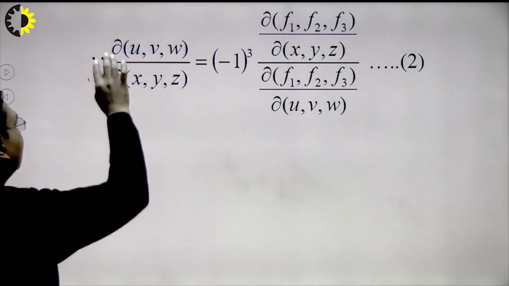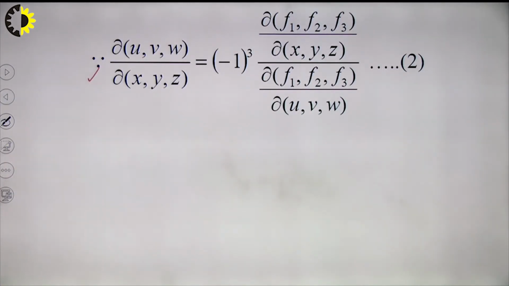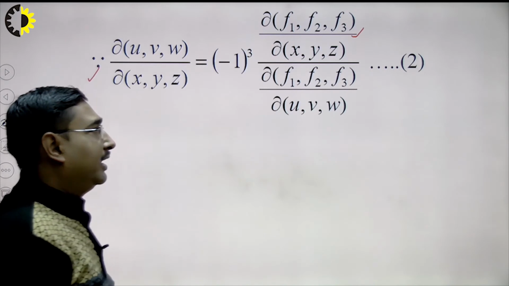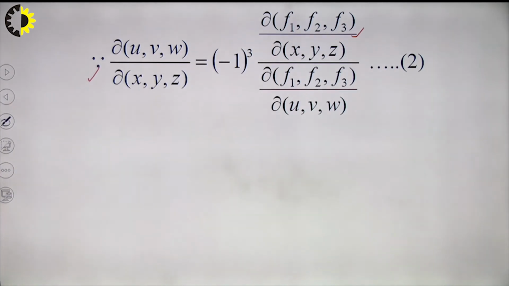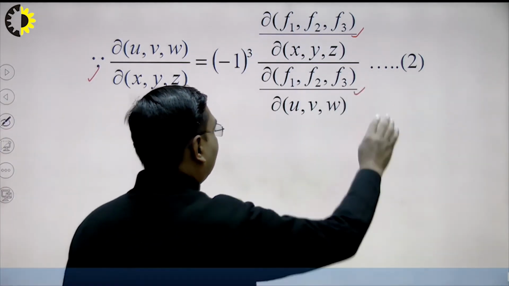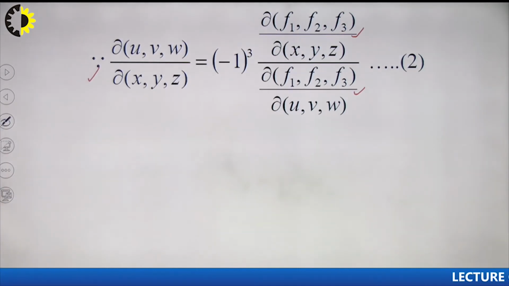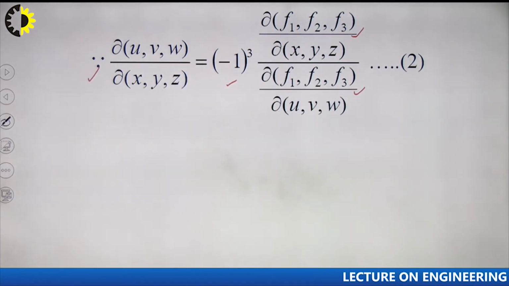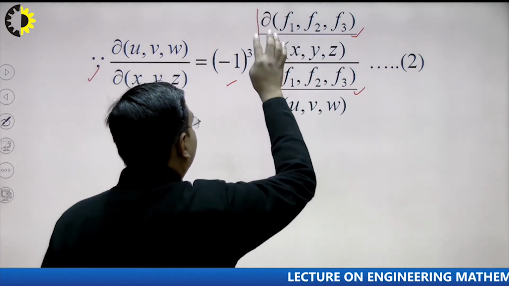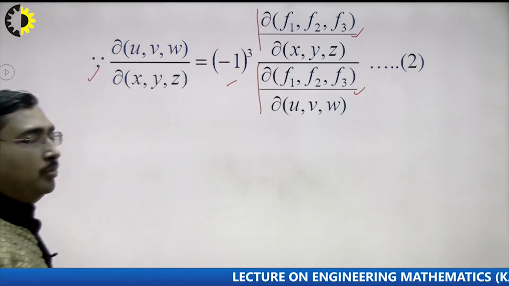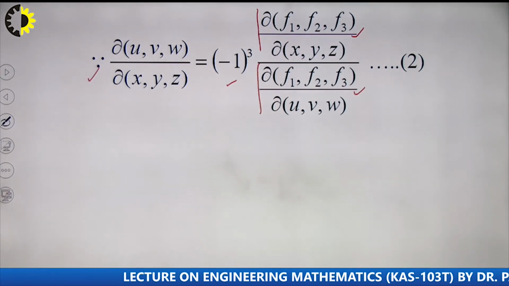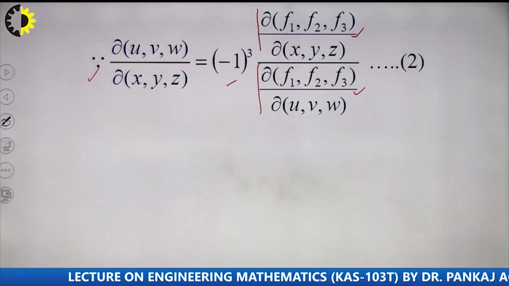Since this Jacobian del uvw over del xyz, which is required, can be written as del f1, f2, f3 over del xyz whole divided by del f1, f2, f3 over del uvw multiplied by minus 1 raised to the power 3. Therefore, I shall calculate this Jacobian and this Jacobian separately from the values of f1, f2 and f3 calculated in previous slide.